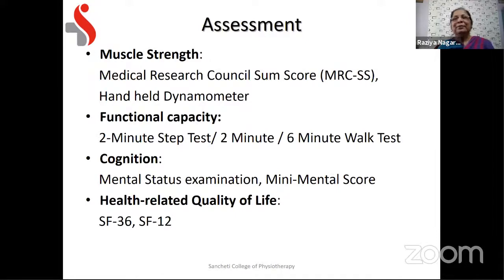Continuing with the assessment is the muscle system. Check the muscle power, the strength of the muscle, maybe by just using manual resistance or using the handheld dynamometer. Functional capacity, that is the aerobic capacity also, by doing either a simple 2-minute step test or a 6-minute walk test, and check how much distance the patient covers. And with this, again, I emphasize, check pre and post SpO2, whether the SpO2 remains the same or decreases. Cognition level by using the simple mini mental score or any other method, and health related quality of life using the SF12 or 36.